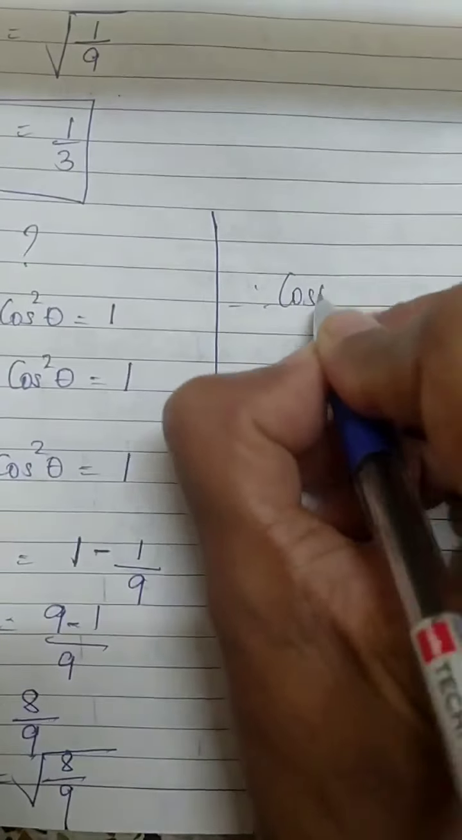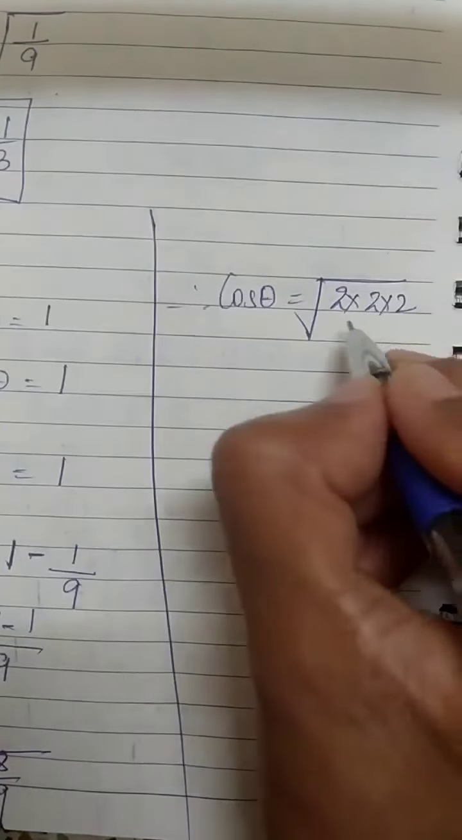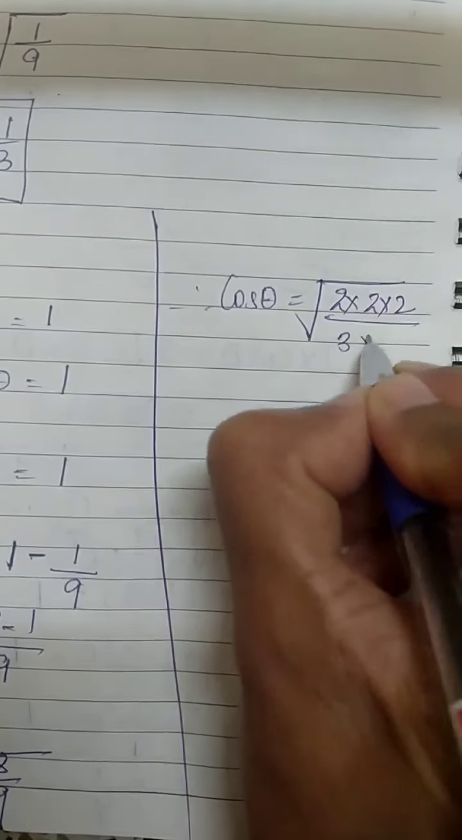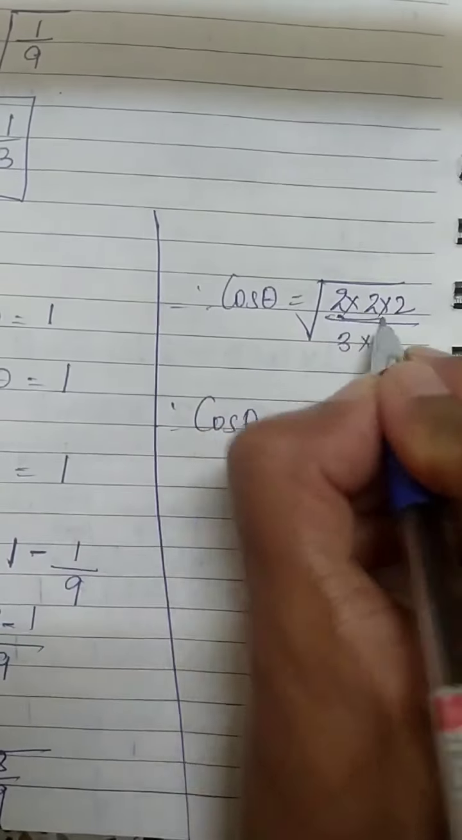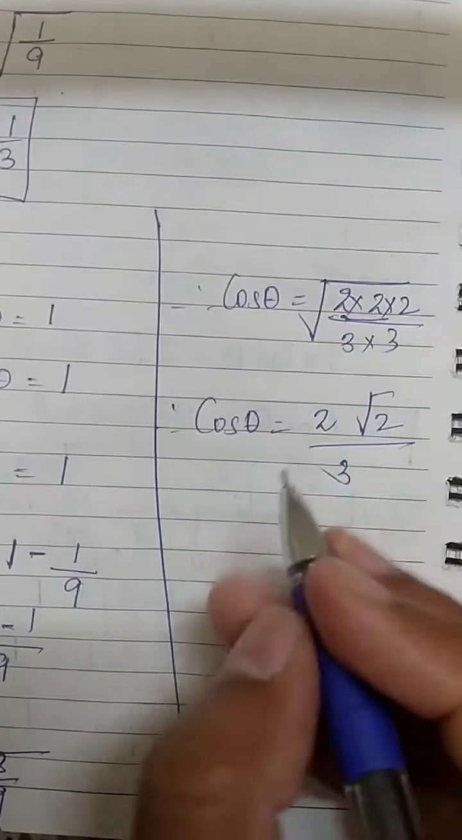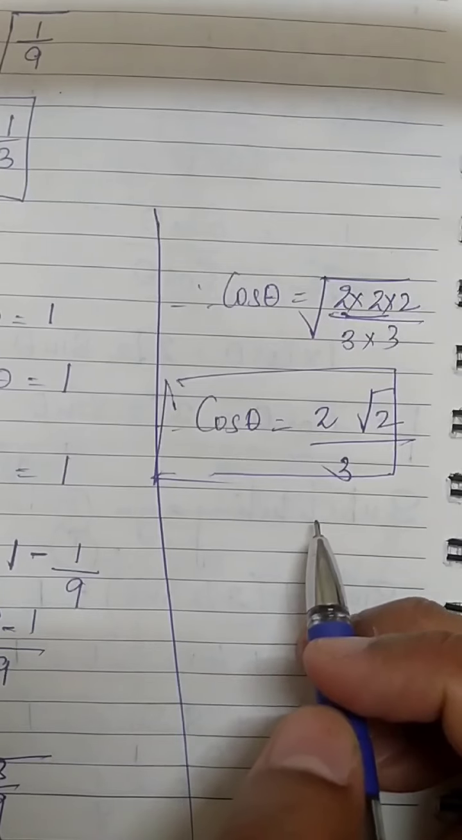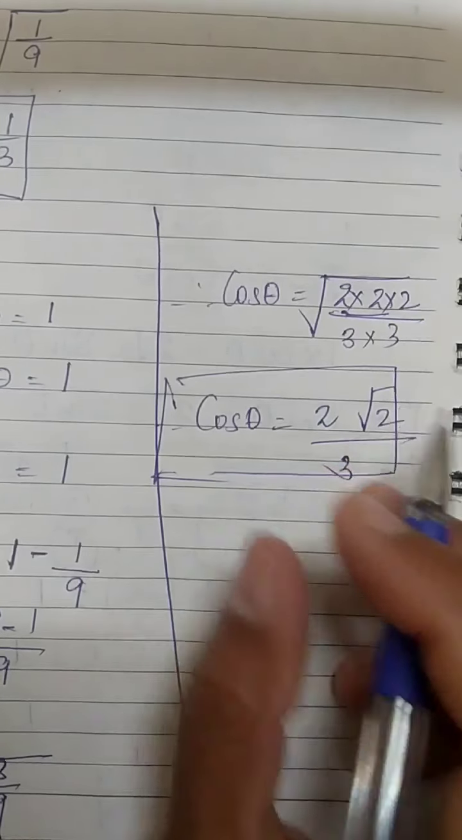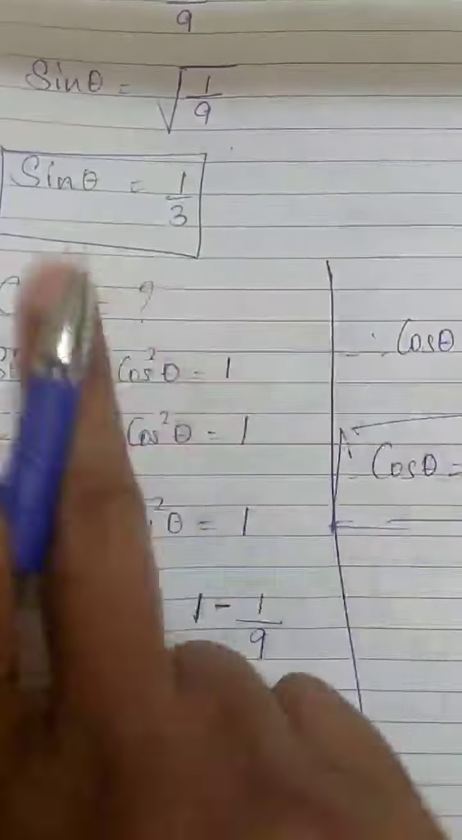Therefore cos theta is equal to square root of 8, which means you will do 2 into 2 into 2, upon 3 into 3. So therefore cos theta will be, from here, 1 2, this 2 will be in the root, upon 3. So cos theta is equal to 2 root 2 upon 3. And sin theta we already got. What was the value of sin theta? Sin theta we got as 1 upon 3. Okay, both the ratios we got.